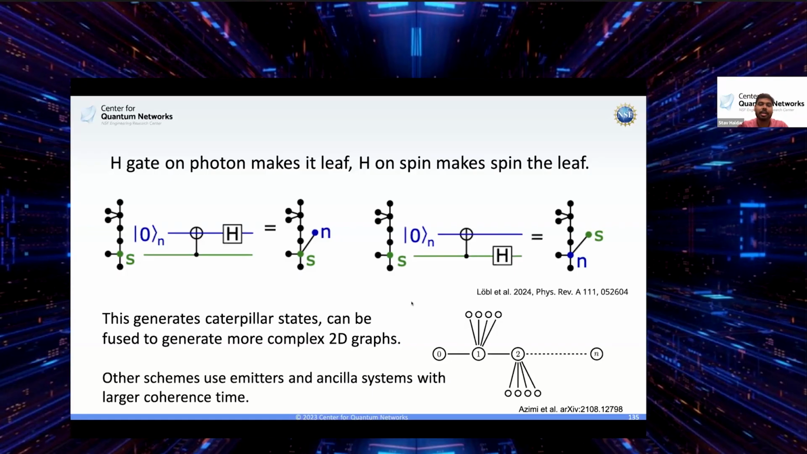Even if they are not probabilistic, using multiple memories or multiple emitters or ancilla systems introduces noise by decoherence, right? And every time you do a CNOT gate, there is more noise. So you want to optimize all of those things, and this is a wonderful field in itself, which has had a lot of progress recently.